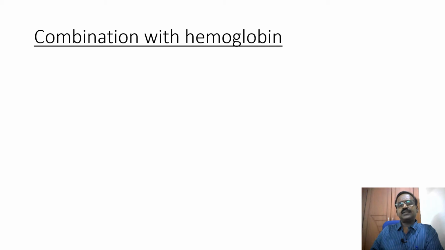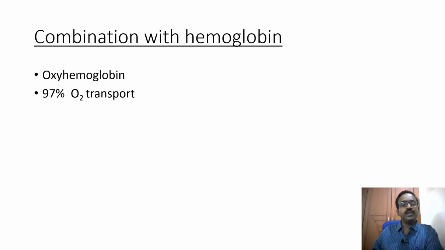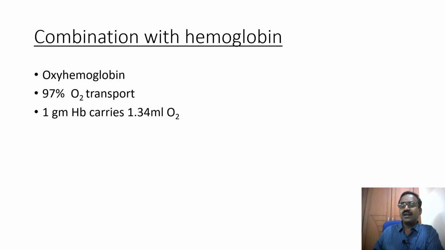97% of the oxygen is transported in combination with hemoglobin, in the form of oxyhemoglobin. 1 gram of hemoglobin carries 1.34 ml of oxygen. During the resting state, when oxygen is not bound to hemoglobin, it is present in the tense state or T state. When oxygen is bound to hemoglobin, it is converted to the relaxed state or R state of hemoglobin.